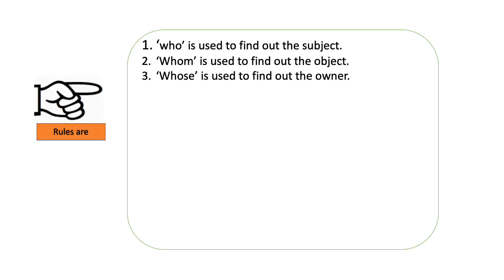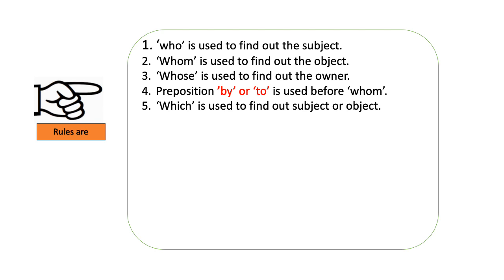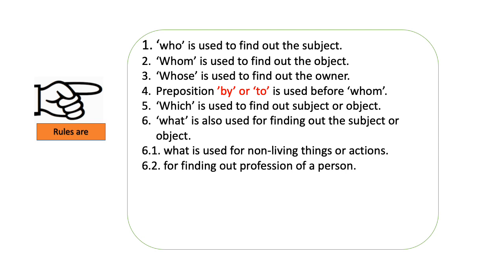Rules are: who is used to find out the subject, whom is used to find out the object, whose is used to find out the owner. Preposition by or to is used before whom. For example, by whom, to whom. Which is used to find out subject or object. What is also used for finding out subject or object.